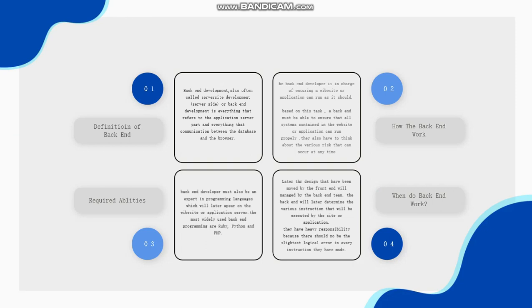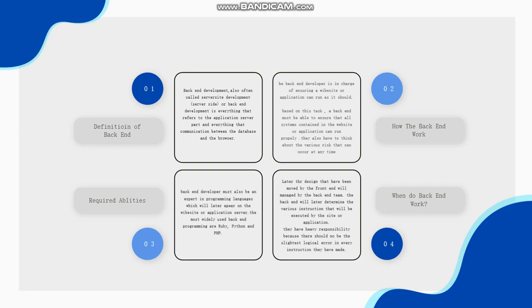3. Required abilities. A backend developer must also be an expert in the programming language which will later run on the website or application server. The most widely used backend programming languages are Ruby, Python, and PHP.